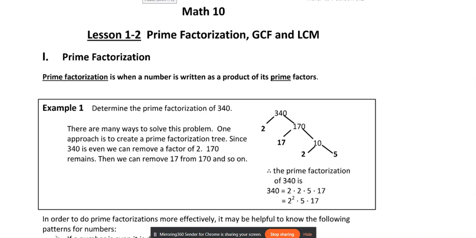All right, so 1.2 prime factorization. So we're going to be dealing with greatest common factor and least common multiple. So the big skill for this one is something called prime factorization.